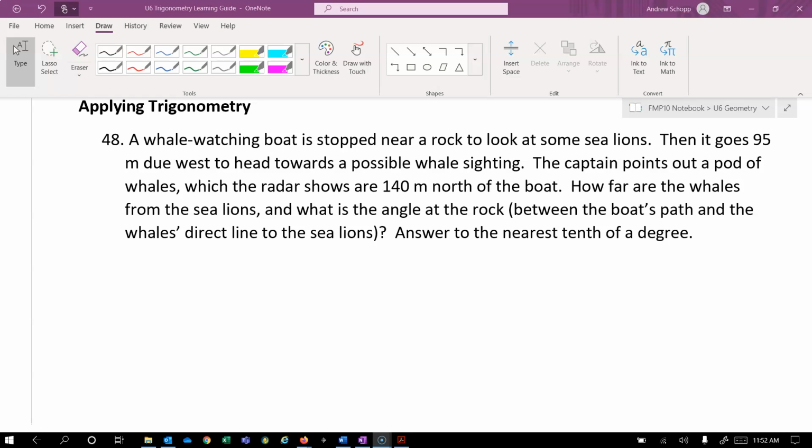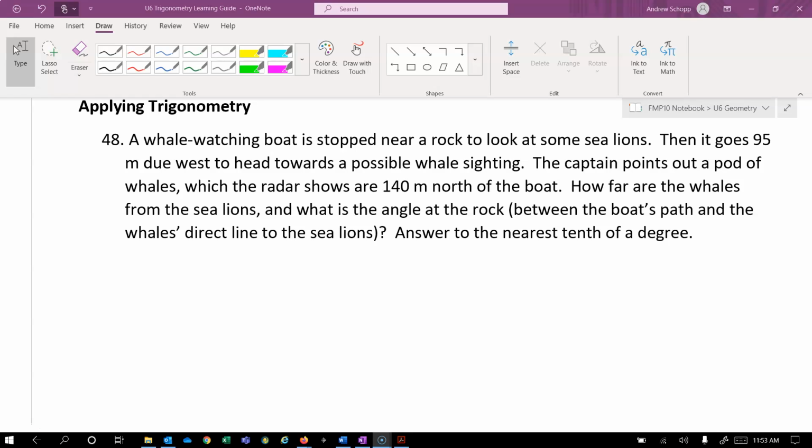So question number 48. A whale-watching boat is stopped near a rock to look at some sea lions. Then it goes 95 meters due west to head towards a possible whale sighting. The captain points out a pod of whales, which the radar shows are 140 meters north of the boat. How far are the whales from the sea lions, and what is the angle at the rock, meaning between the boat's path and the whale's direct line to the sea lions? Answer to the nearest tenth of a degree.